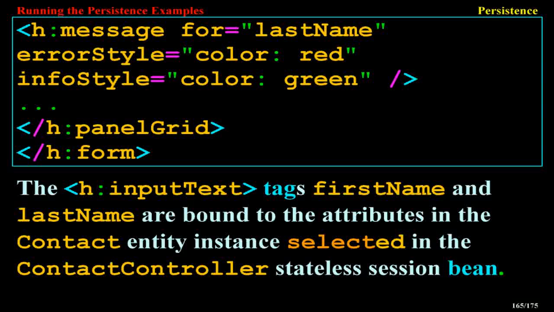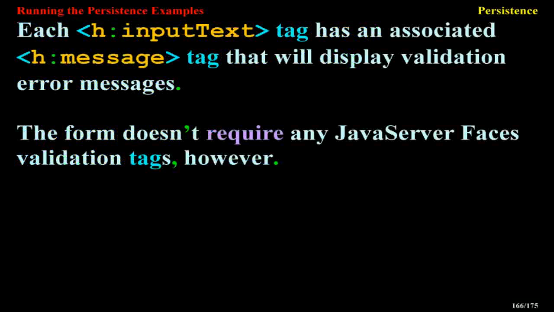The h:inputText tags firstName and lastName are bound to the attributes in the contact entity instance selected in the contactController stateless session bean. Each h:inputText tag has an associated h:message tag that will display validation error messages. The form doesn't require any Java Server Faces validation tags, however.